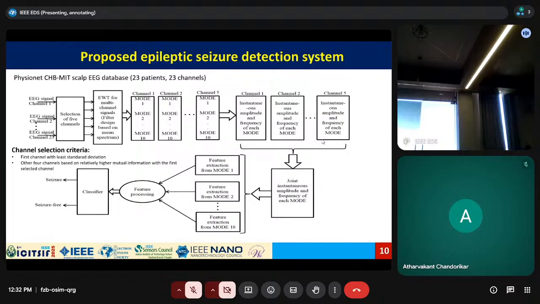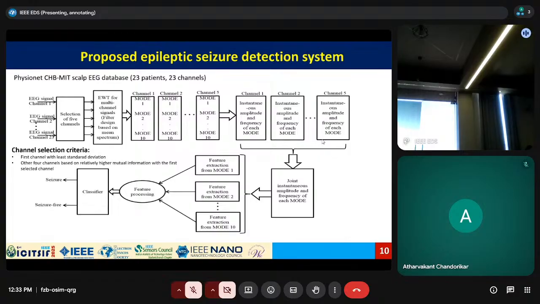And then this is our proposed epileptic seizure detection system. For study purposes, we have taken the PhysioNet CHB-MIT Scalp EEG database, one of the benchmark databases for this kind of study, which has EEG signals from 23 patients and 23 channels. If you use all 23 channels, the proposed method will suffer from huge computational complexity. So out of 23 channels, we have selected 5 channels: the first channel based on standard deviation, and the other 4 channels based on relatively higher mutual information with the first selected channel.